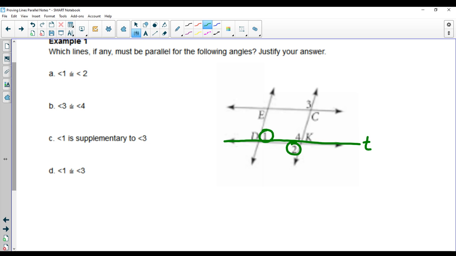What kind of relationship would those two angles have? It looks to me like they would be alternate interior angles. You say, how do you know that, Mr. T? Well, they're on different sides of this transversal line, and they're caught inside this line CK and ED. They're inside those two lines. Okay, so I think they're alternate interior angles.